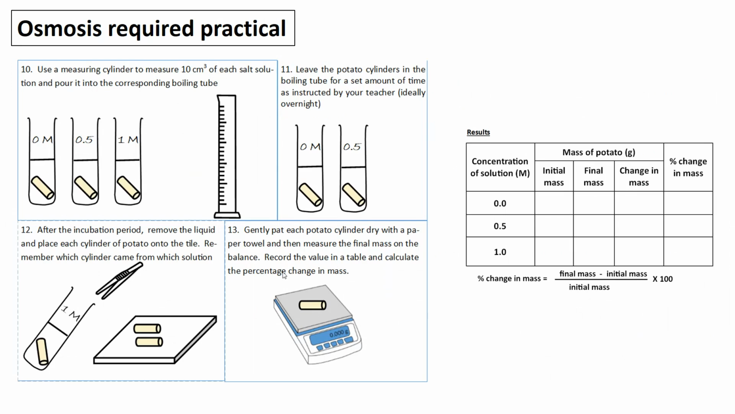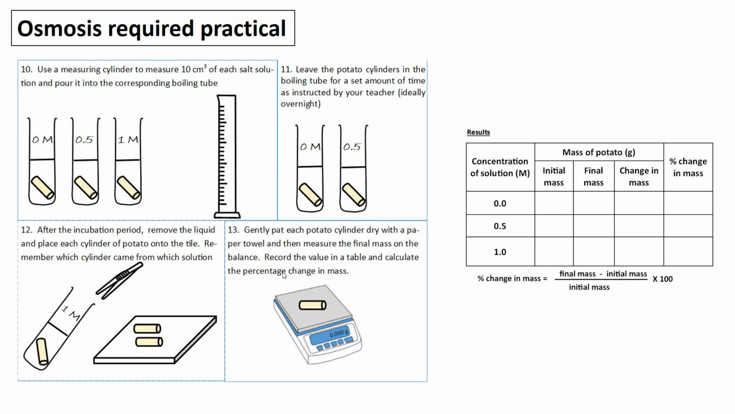And you can record your initial mass and your final mass, work out the change in mass, and then the percentage change. It's much better to work out percentage change because your starting masses might all be slightly different, even if you cut your potato to the same length. So measuring a percentage change in mass allows you to compare the different results much more easily and with more validity to your data that you collect.